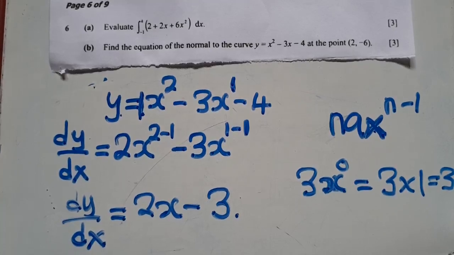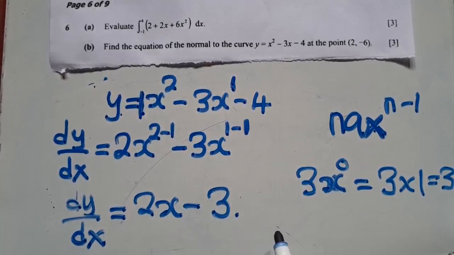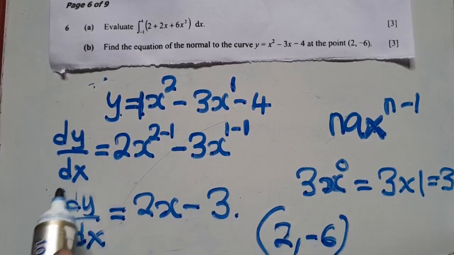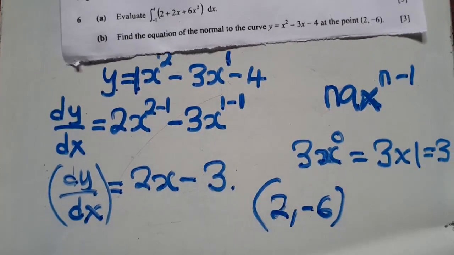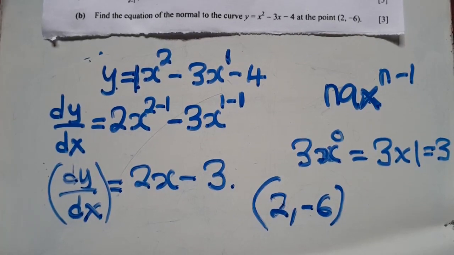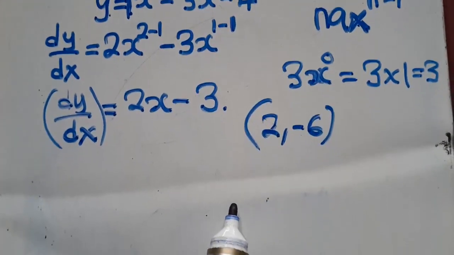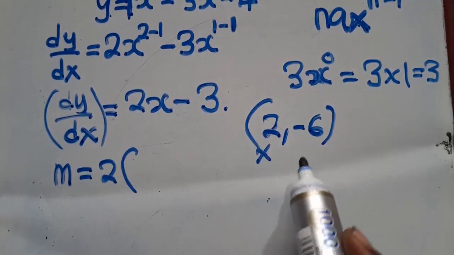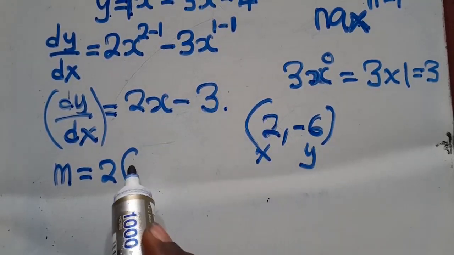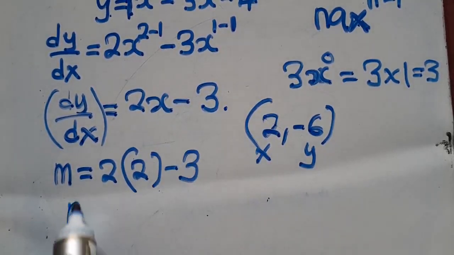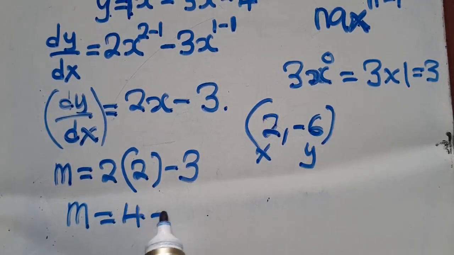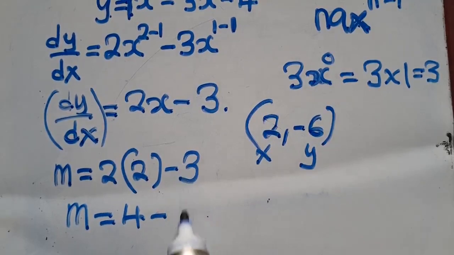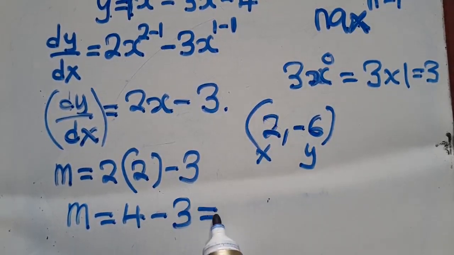Don't forget, you are told to find the equation of the normal at the point (2, -6). The dy/dx here is the gradient. So what you are going to do is say m is equal to 2 where there is x. This is the x value, this is the y value. Where there is x, you put 2, minus 3. So the gradient is equal to 4 minus 3, and finally your answer is 1.